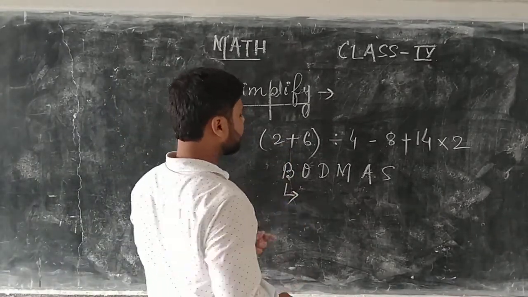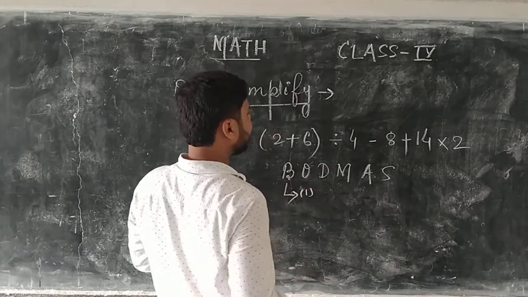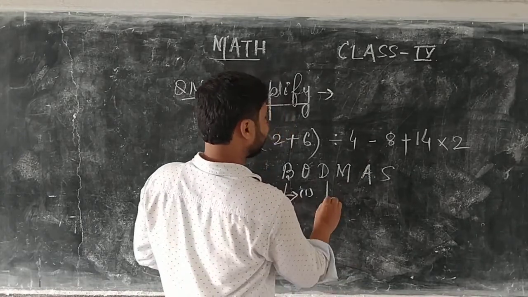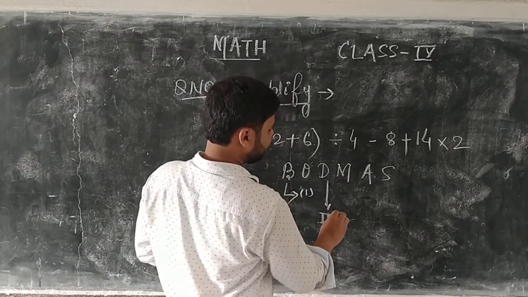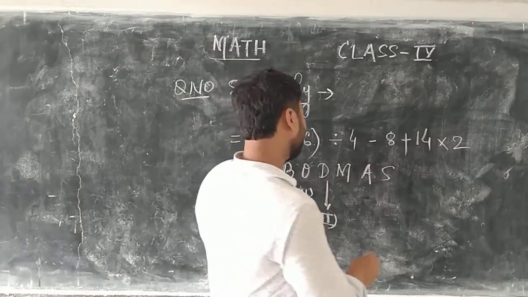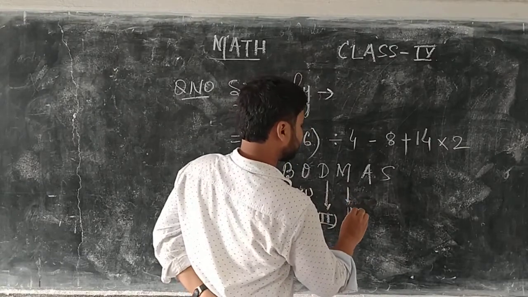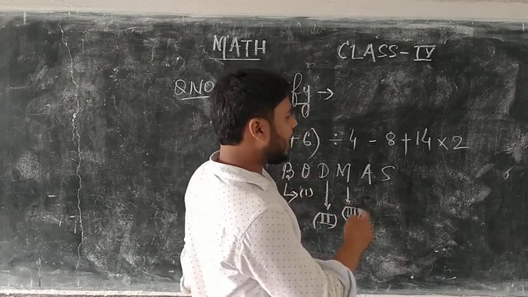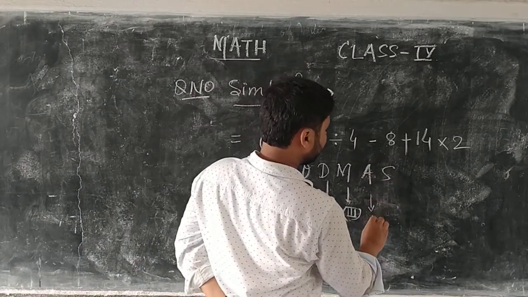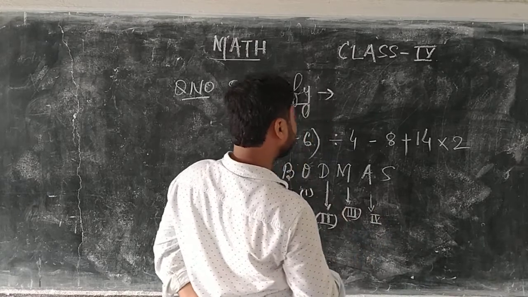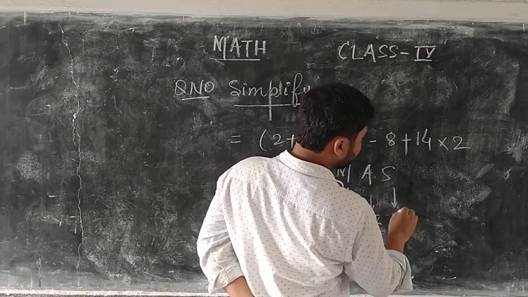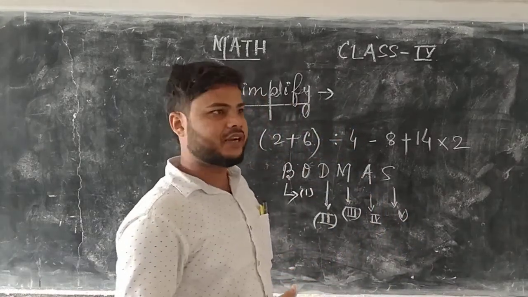It means first work is the bracket, after that of, which is not given here. But division is given, so the second work will be division. Multiplication is also given, so we will work on multiplication. After that addition is given, so we will work on addition, and subtraction is also given. The fifth and last step will be subtraction.